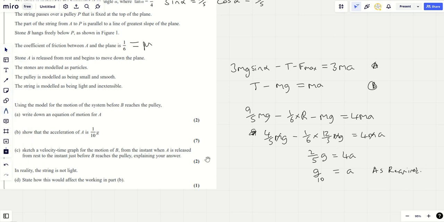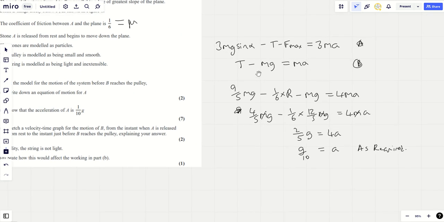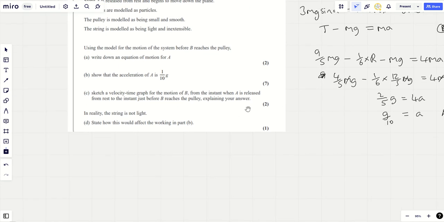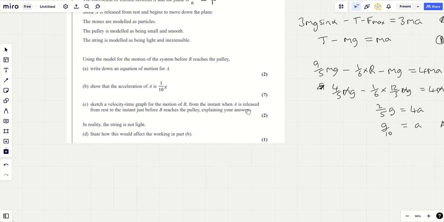So these aren't too bad actually. They're big marks, but when you get used to doing pulleys questions, you realise it's big marks for doing the same thing every time.